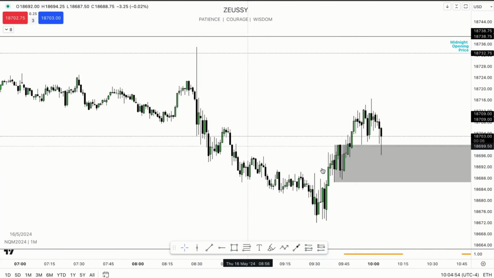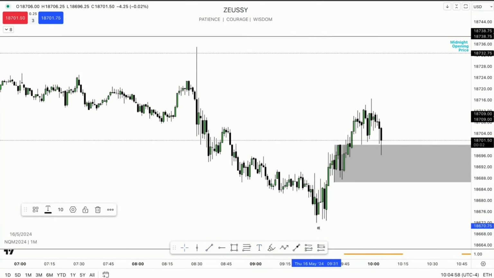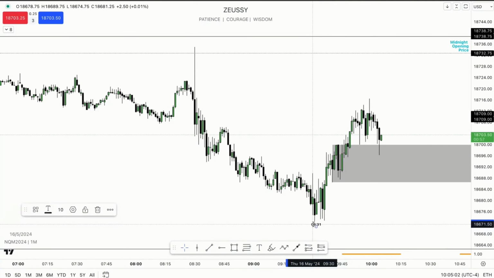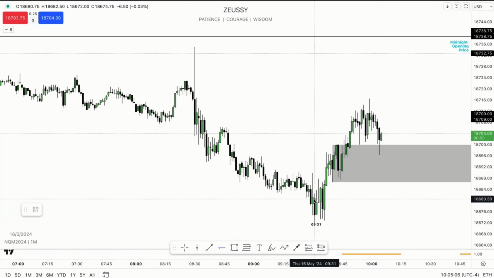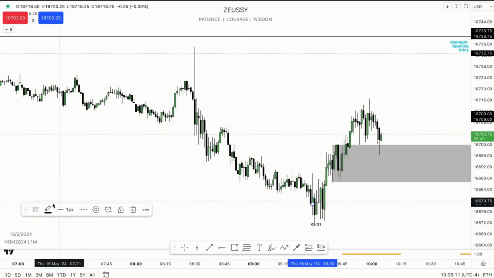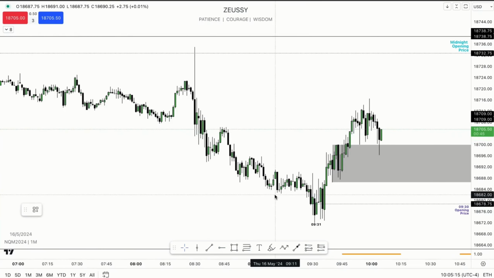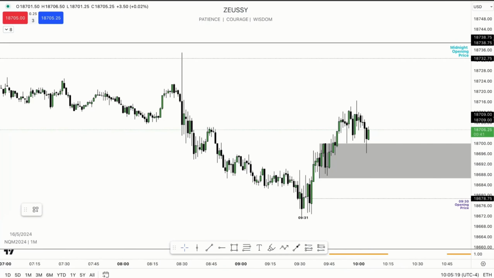I was initially looking for a potential long scenario to occur of this price range, this gray box, which was that 5-minute down close candle. But what we will see eventually is that the market did not manage to form a low here and then continue to the upside. Instead, what occurred is that we saw a reaction of that gray box.